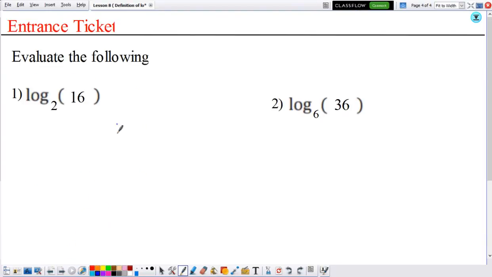Now, here's your entrance ticket. Try to evaluate the following using the same properties as we did on the previous examples.